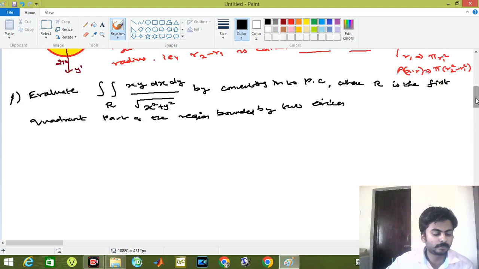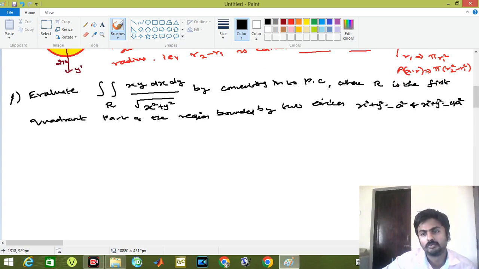One is x square plus y square equal to a square, and the second one is x square plus y square equal to 4a square.